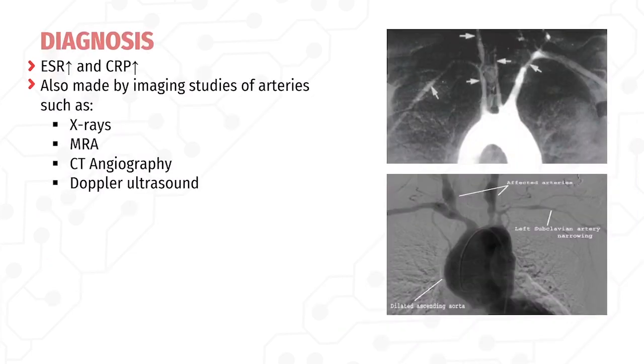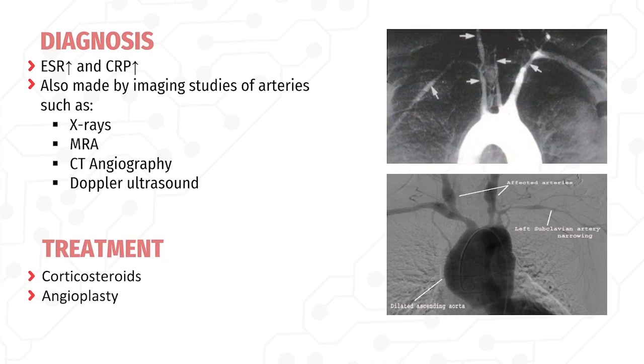In the diagnosis, both ESR and C-reactive protein are elevated, and the diagnosis is also made by imaging studies of arteries such as X-ray, magnetic resonance angiography, CT angiography, or Doppler ultrasound. Those pictures on the right show the aortic arch angiogram. Treatment is done by giving corticosteroids, and also angioplasty can be useful as a surgical procedure.